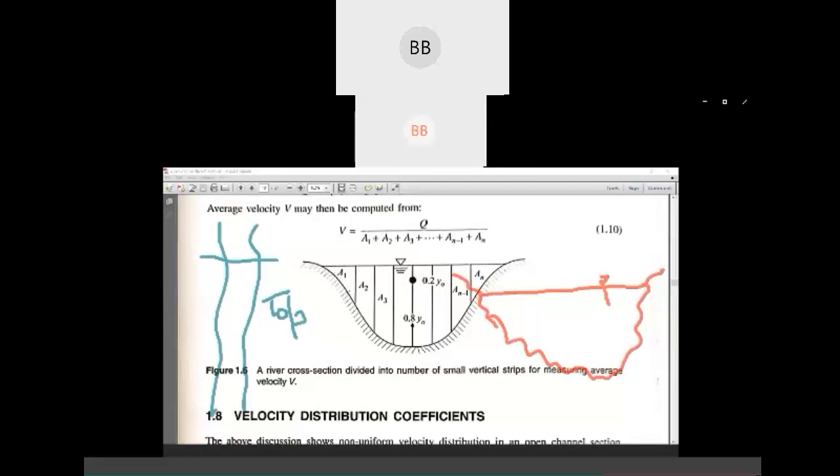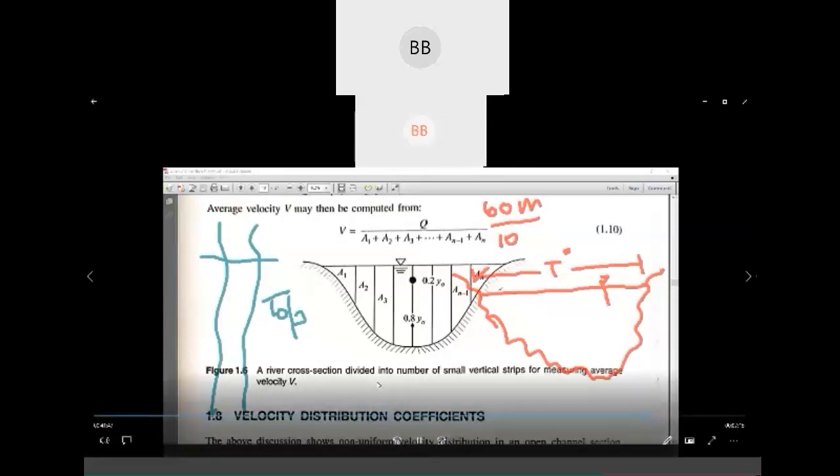So how to find out the cross-sectional area of such a channel? First you have to find out the top width, T. Suppose the top width of this particular channel is 60 meter, just an example. Then we consider a number of sections. Suppose we consider a 10-meter section, that means we divide the whole section into 10 meter parts.